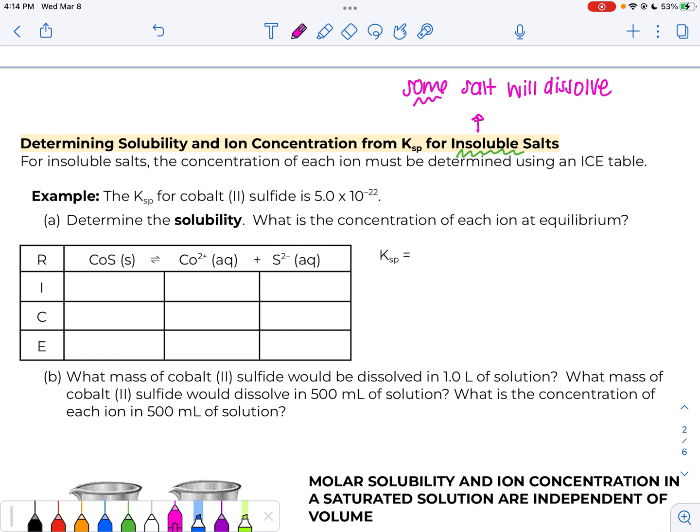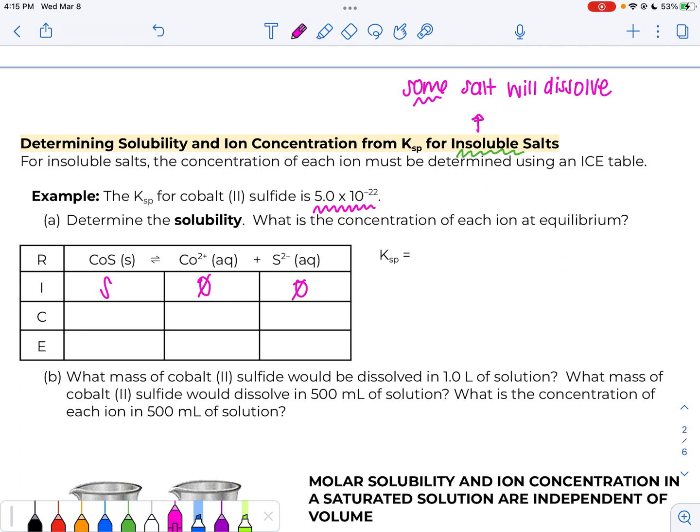So the Ksp, the solubility product, for cobalt(II) sulfide is 5.0 times 10 to the negative 22nd. First things first, let's determine solubility, and then figure out the concentration of each ion at equilibrium. We know our solid will not dissociate completely because it is an insoluble salt, so we're going to use our equilibrium arrows. We'll say our initial concentration is just some value S. We don't know how much we had, but we do know it will not dissociate right away, meaning we'll have zero concentration of our ions initially.